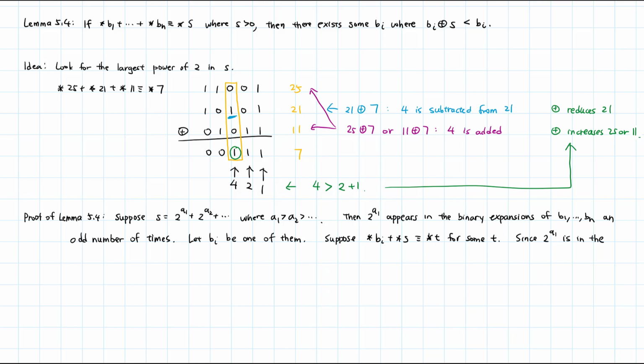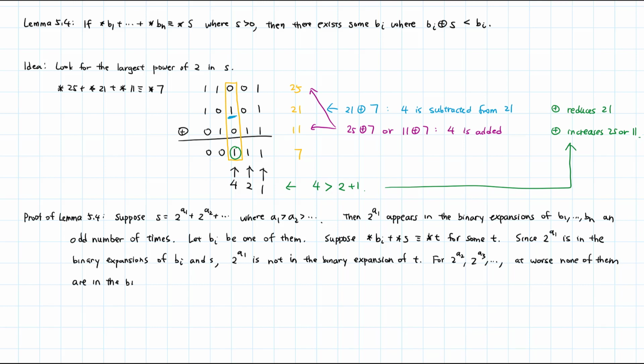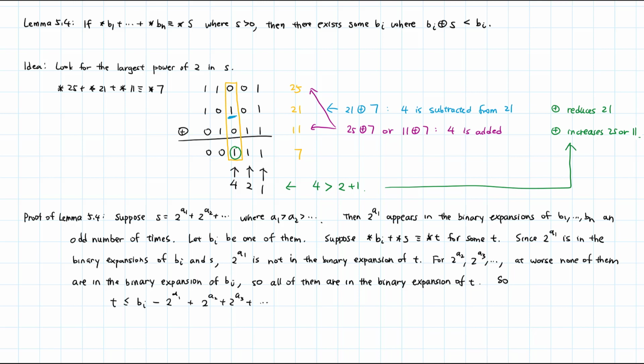Since 2^A1 is in the binary expansions of both Bi and S, 2^A1 is not in the binary expansion of T. For the rest of the terms, 2^A2, 2^A3, etc., at worst, none of them are in the binary expansion of Bi, so all of them are in the binary expansion of T. So T is at most Bi minus 2^A1 plus the rest of the terms 2^A2, 2^A3, etc. And this is less than Bi because 2^A1 is greater than the sum of the remaining terms 2^A2 plus 2^A3, etc. So that completes our proof.